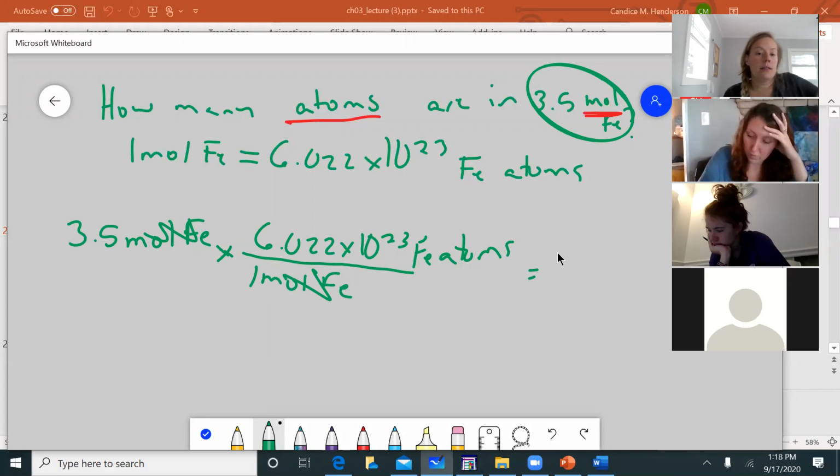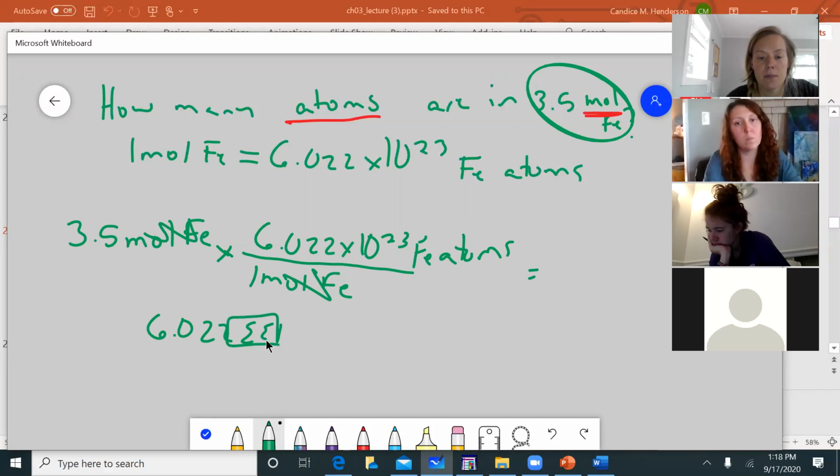To write Avogadro's number in your calculator, if you've got a nicer calculator, I would just write it in as 6.022 E, or EE sometimes is the key, 23. That's the fastest way to get it in there. And you may see Avogadro's number as 6.02 instead of 6.022. That's fine. You can use that one as well.